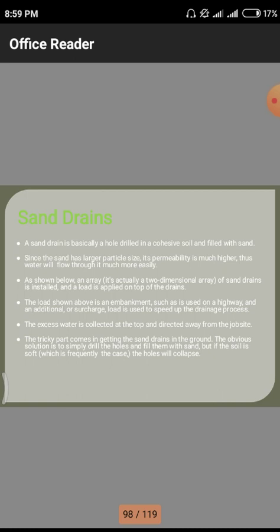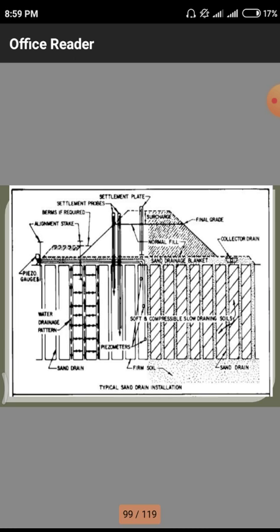Next, the load from the embankment, such as that used in highways, and other additional or surcharge loads are used to speed up the drainage process. Previously we discussed these preloading techniques. Likewise, in sand drains we also use some amount of surcharge load on the soil. Due to the surcharge load and other loads employed on the field, the total load acts on the field so that water will come into these sand drains easily.